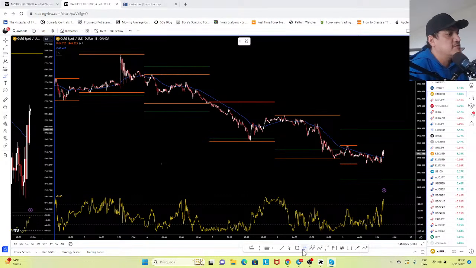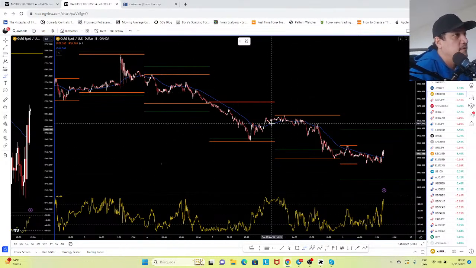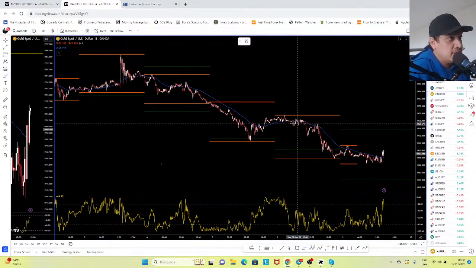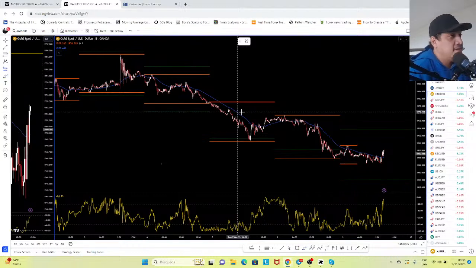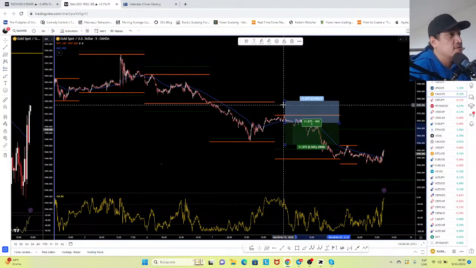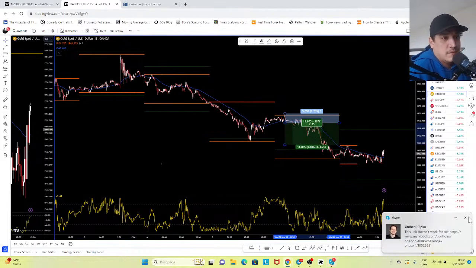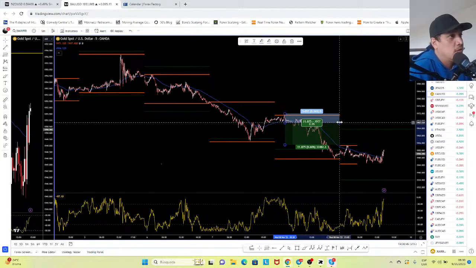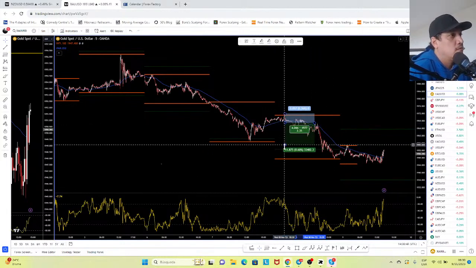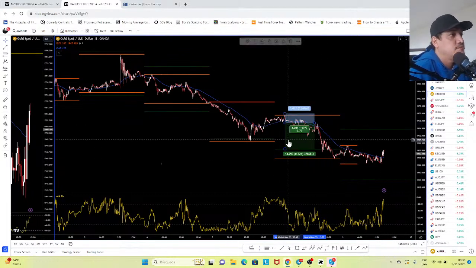So this is the F1 strategy. We use true divergence to pinpoint our entries, and we use our lines here as stop loss and targets. And this was gold yesterday. All right, pretty cool.